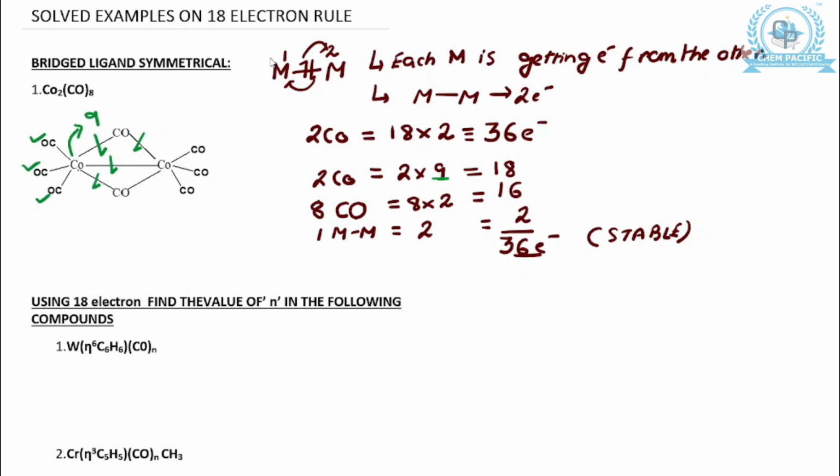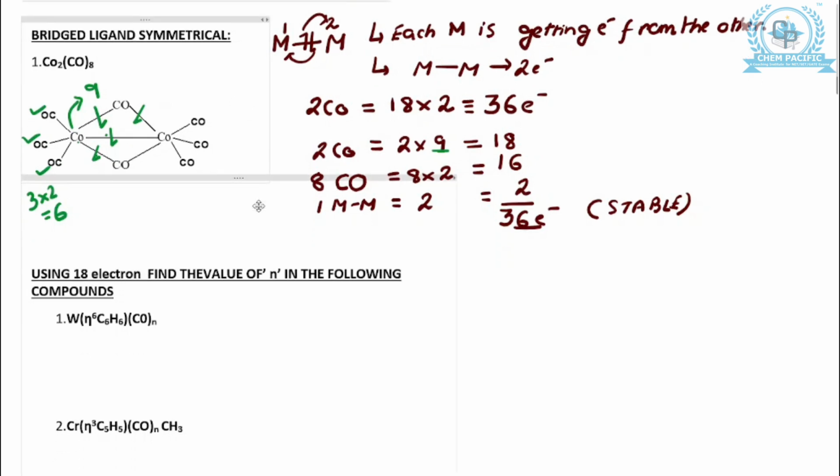Now let us calculate. This is 9 plus 6, because you are having 3, so 3 into 2 is equal to 6. So 9 plus 6 is equal to 15, 16, 17, 18. Yes, each individual metal is also obeying the 18 electron rule. So this is completely clear to all of us how to calculate it both ways. And if you do both ways, obviously it becomes a double check, so there is no chance of negative marking at all.